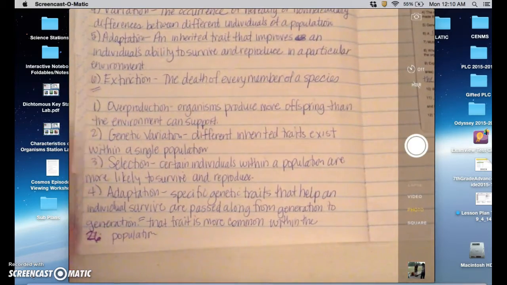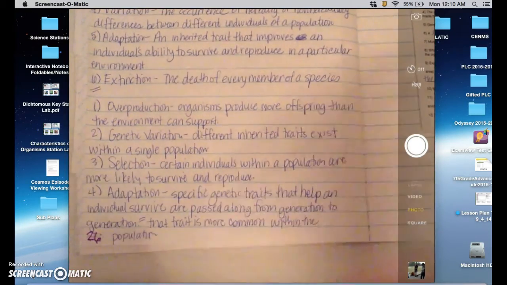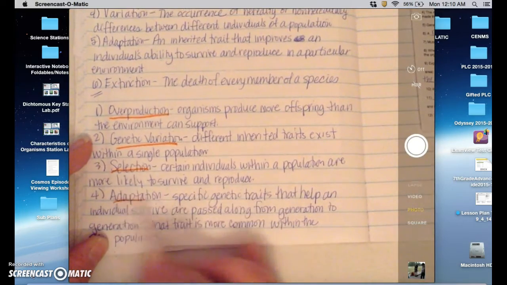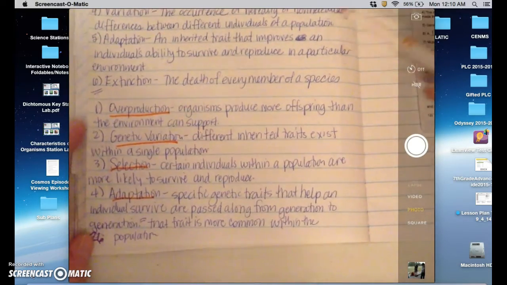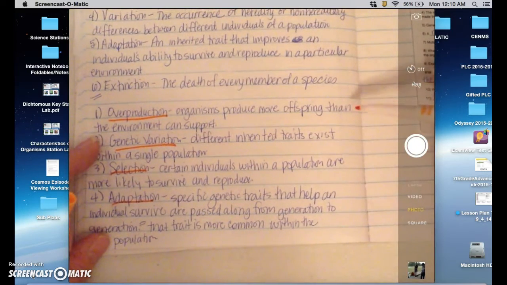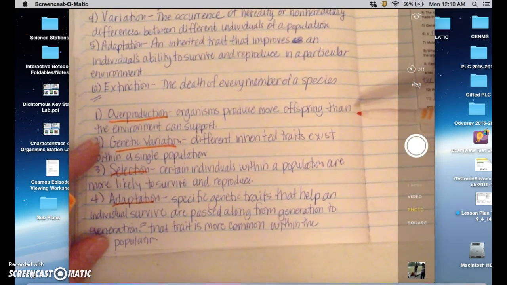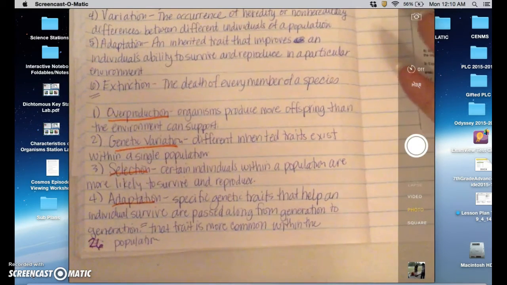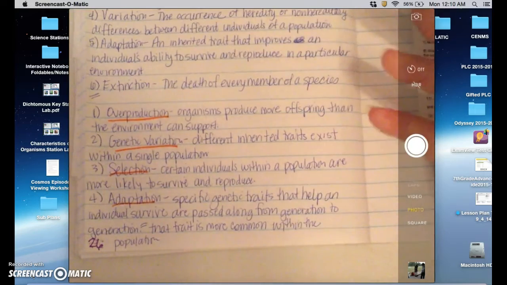You've got overproduction, genetic variation, selection, and adaptation. Overproduction is where organisms produce more offspring than their environment can support. So they do this in order to ensure their survival. They don't want to make too few offspring, otherwise the environment around them, predation and all of these other things, are going to eat all of their young, and they're not going to have any left.